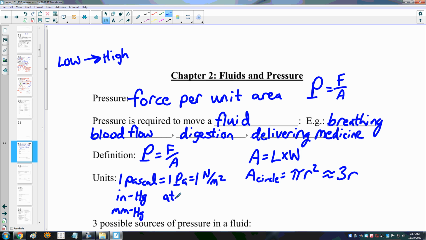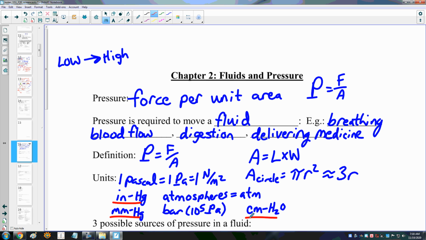Atmospheric pressure is measured in atmospheres. And we'll see that the pressure at sea level is 1 atmosphere. We abbreviate this atm. And a bar is 100,000 pascals. That's 10 to the 5th pascals. And also centimeters of water. All of these, the inches, the millimeters, and the centimeters, are all related, and we'll see what that refers to. But in short, it's going to be the height of a column of that liquid.